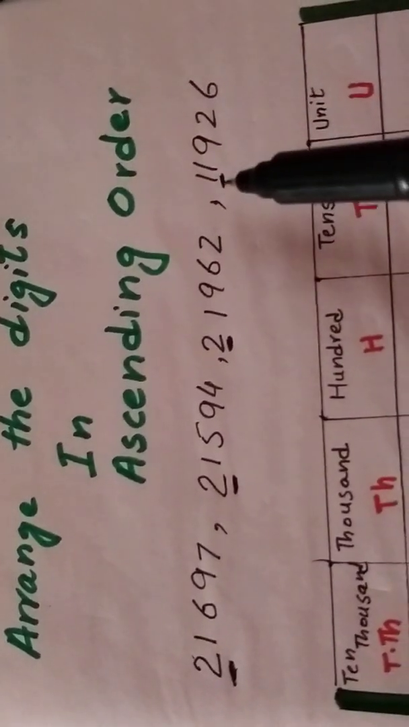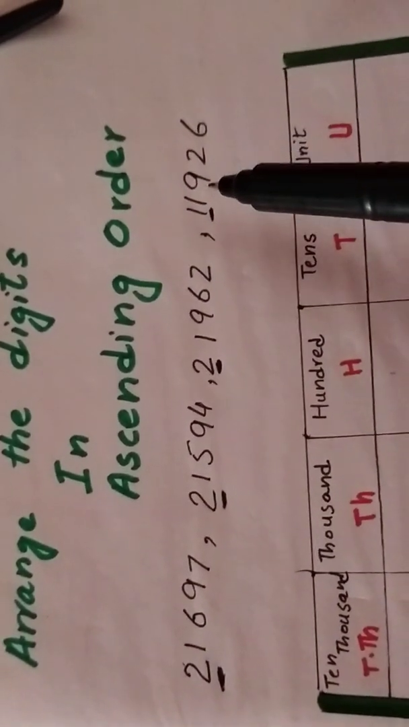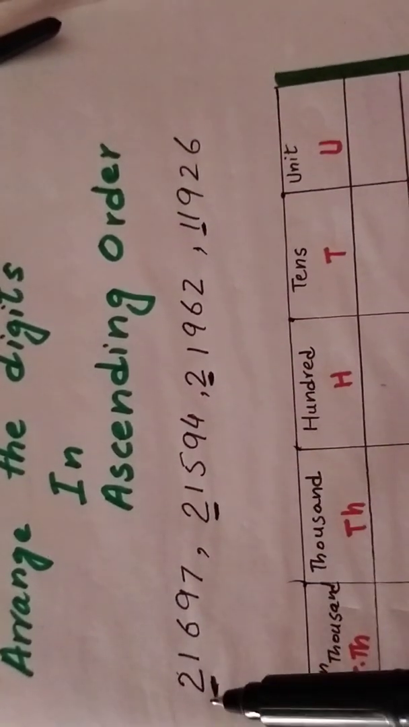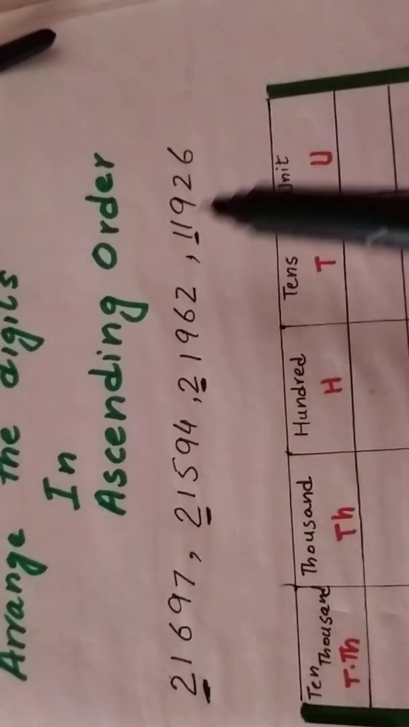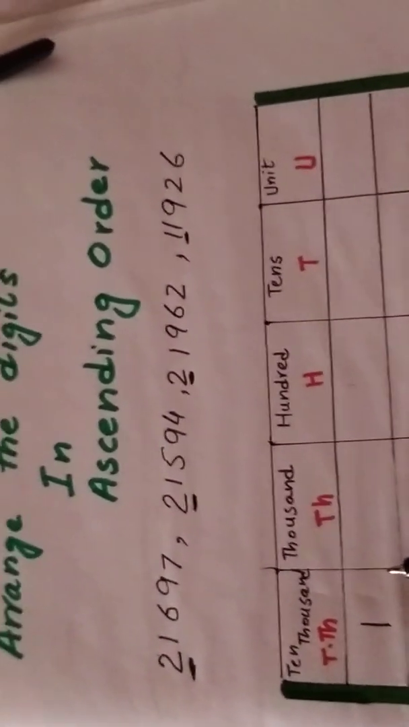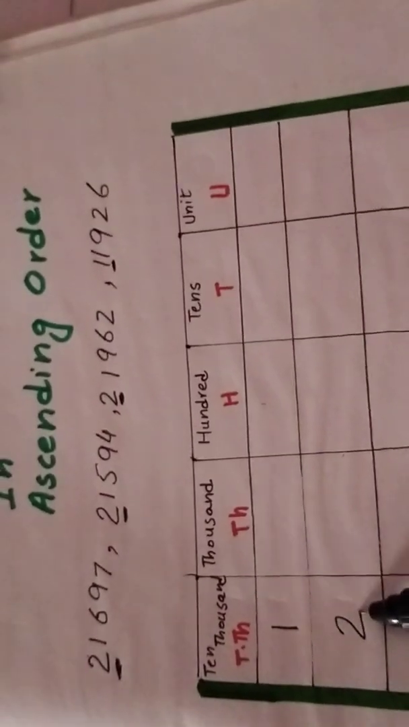Start from the 10,000 place. Units, tens, hundreds, thousand, 10,000. In 10,000 place, the smallest value is 1. In ascending order, smallest to the biggest. The biggest value is 2. So 1, 2, 3.